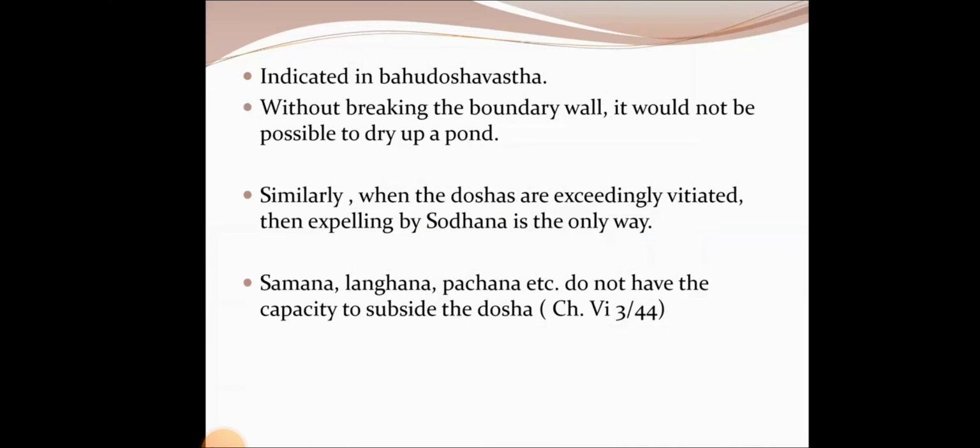And in Charaga Vimanasthana, a simile is there. That is, without breaking the boundary wall, it would not be possible to dry up a pond. Similarly, when the doshas are exceedingly vitiated, this Shodhana is the only way to expel them. Then Shamana, Langhana, Pajana, these modalities do not have the capacity to subside the dosha. It is mentioned in Charaga Vimanasthana.